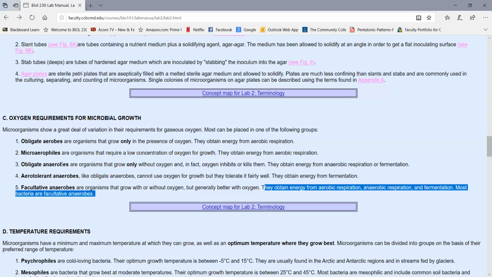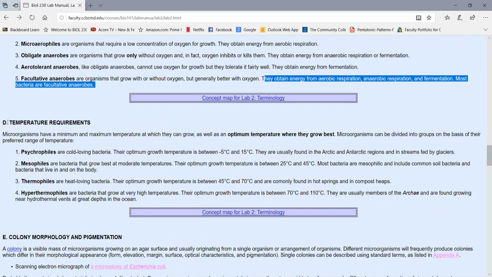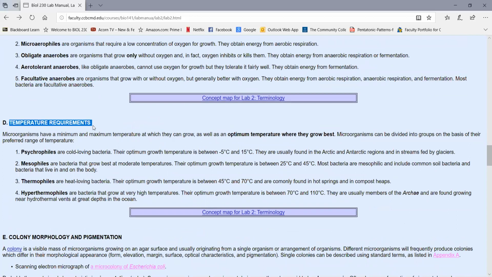So those are the oxygen requirements and the terms we use to describe them, part of our terminology we need to know today. We also have to provide the correct temperature for optimum growth of the organism. Microorganisms have a minimum temperature at which they can grow, a maximum temperature at which they can grow, and then an optimum temperature where they grow best. We can divide microorganisms into 4 groups based on their optimum temperature requirements.